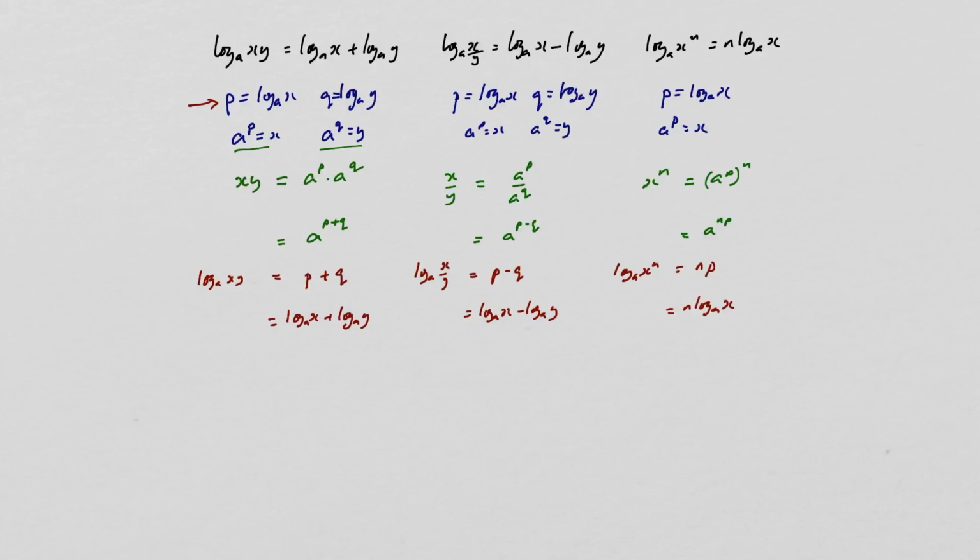And so we can summarise the process here by saying that first of all we move to indices. Secondly, we use the indices rules. And finally, we move back to logs.